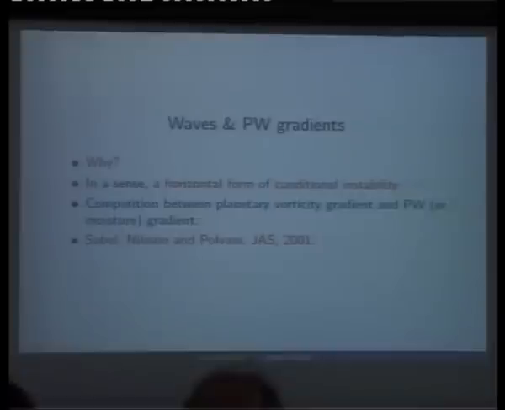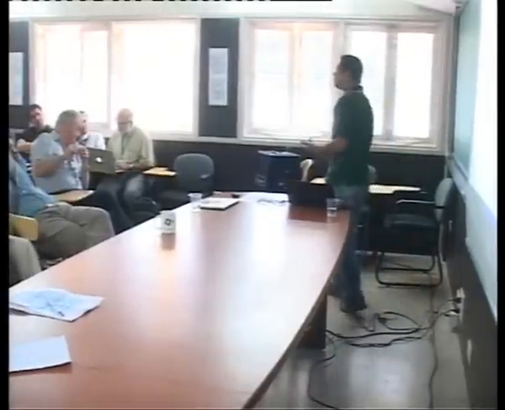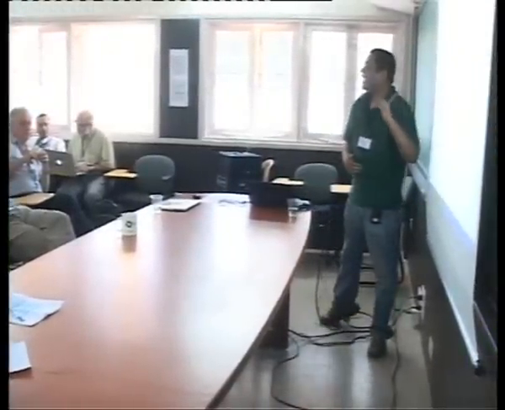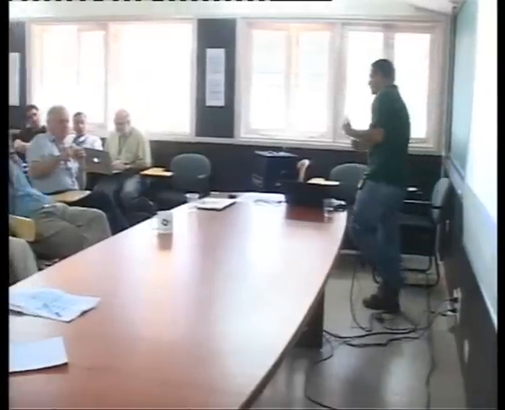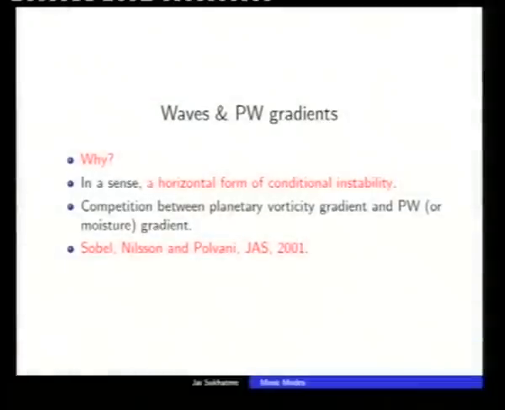So we say, well, why exactly would we consider gradients of precipitable water to have anything to do with waves? And this was put forth in a very nice paper about a decade ago by Sobel, Nilsson, and Polvani. This paper essentially said that if one takes gradients in the background saturation profile on an f-plane, and one looks at the kinds of waves that are supported by these gradients, these are essentially moisture waves because they live on the gradient of moisture, just like your planetary waves live on the gradient of planetary vorticity. These waves live on the gradient of moisture.